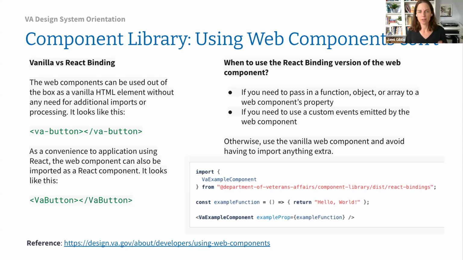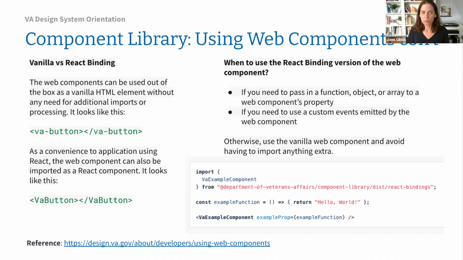You'll see that the vanilla version is really just the kebab case of the name. So it'll be va-button, with opening and closing tags. That can be used without any additional imports or processing on VA.gov. If you're already loading the component library in some other integration, you don't necessarily need to make any extra imports for that either.